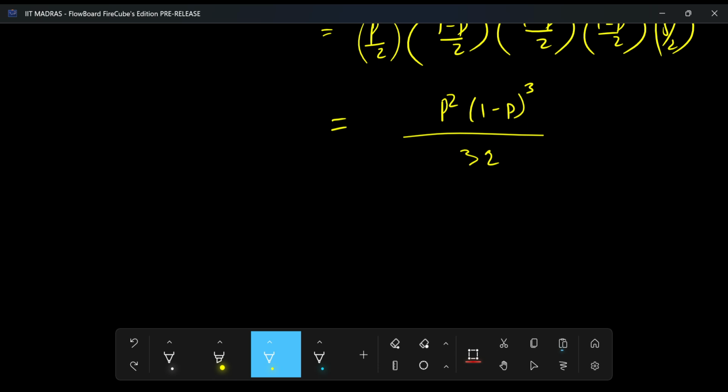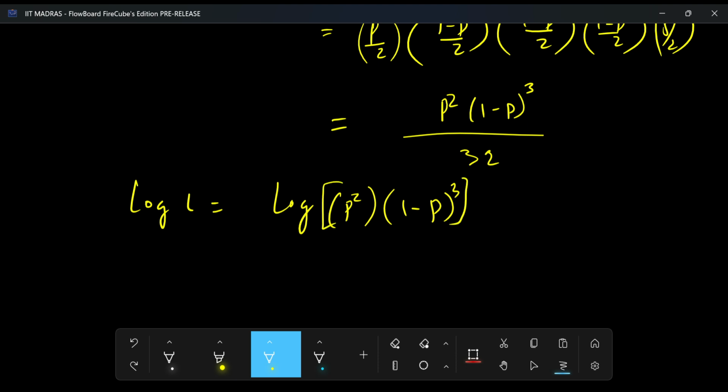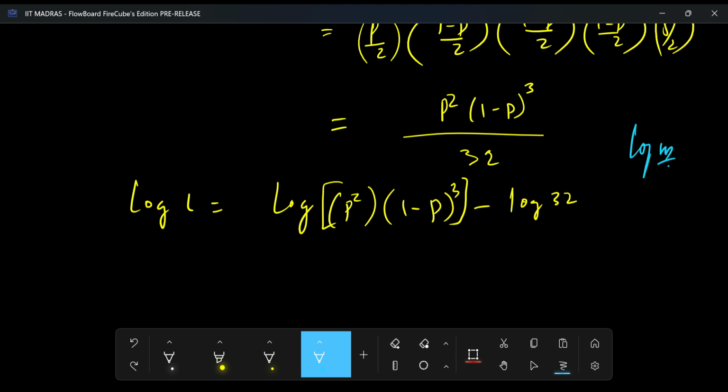Now taking the log of this likelihood function, that's log L, which is nothing but log of p squared (1 minus p) cubed minus log 32. So log m divided by n is equal to log m minus log n. This is log m, this is log n. And log mn is equal to log m plus log n.